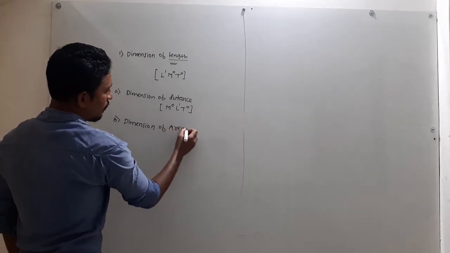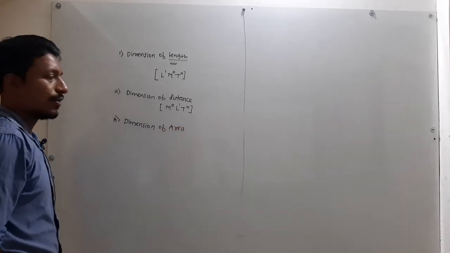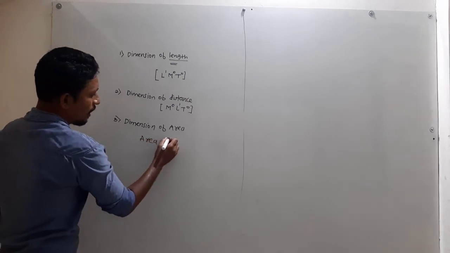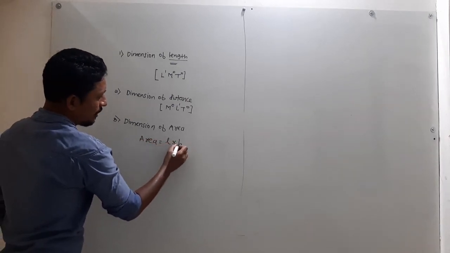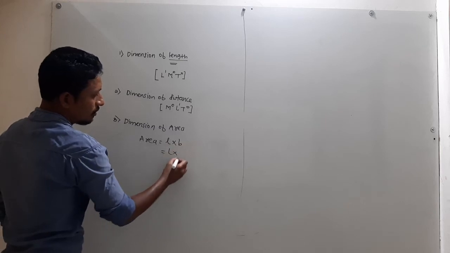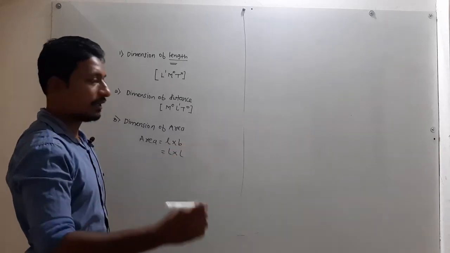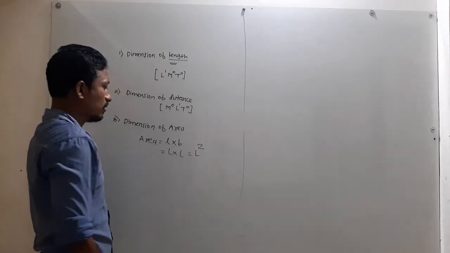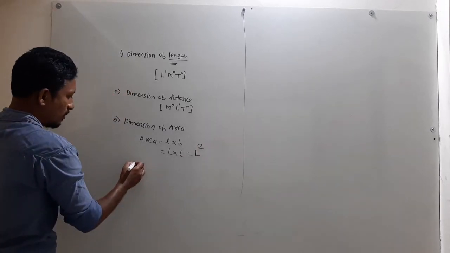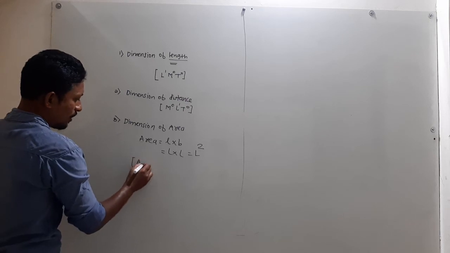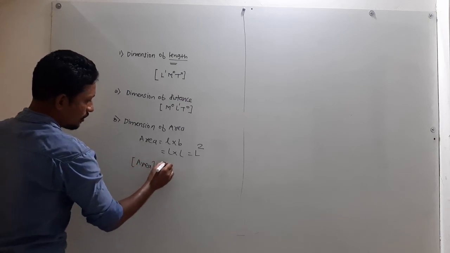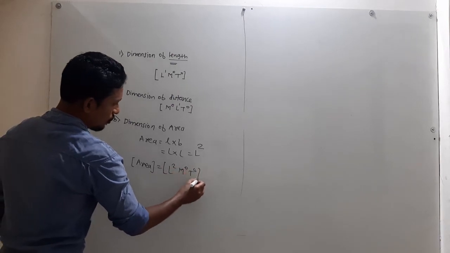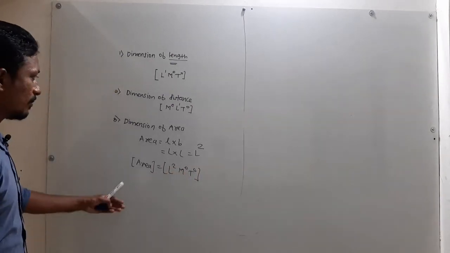area. Which is the formula of area? Area is equal to length into breadth. Length is the same, and breadth is also length. Means L square, right? Dimension of area is equal to L square, M raised to 0, T raised to 0. This is the dimension of area.